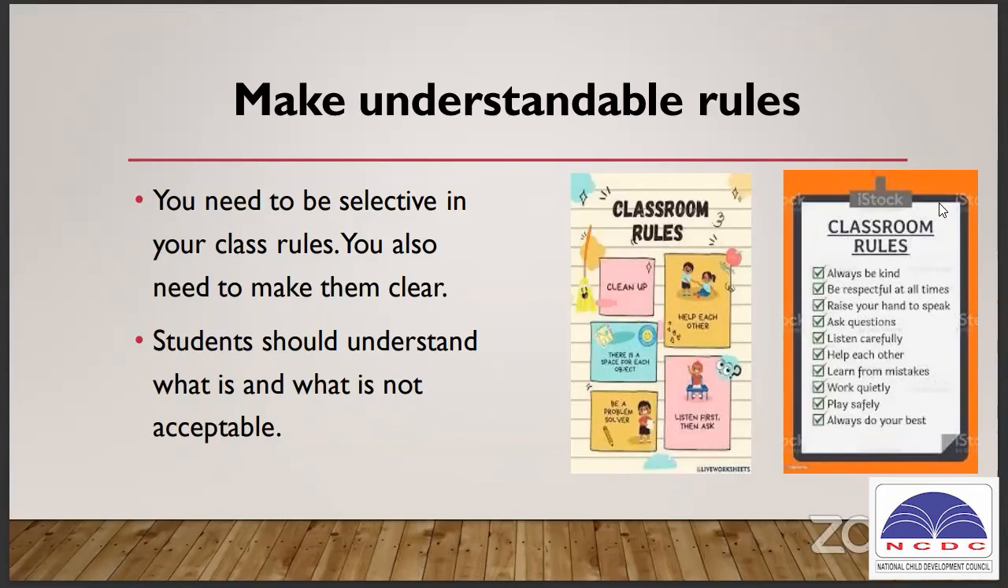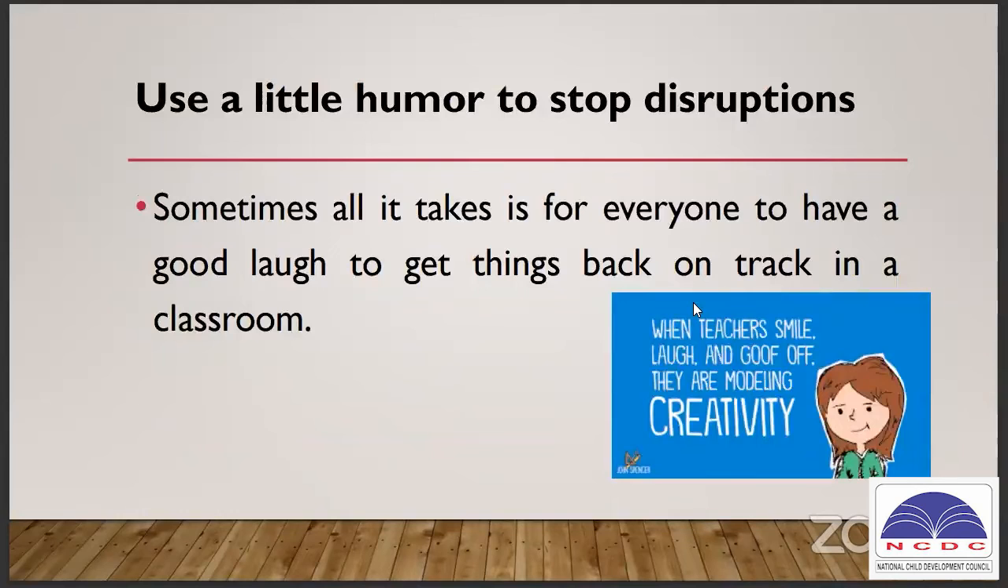You have to be very selective in your class rules. You also need to make them clear. And whatever rules we are making, you have to always talk to the children about the rules. Like, this is the rule in the classroom, so you have to behave properly according to that. You have to be very clear and crisp about the rules which you are making for the children. So that is a very important thing in a classroom. Next slide.